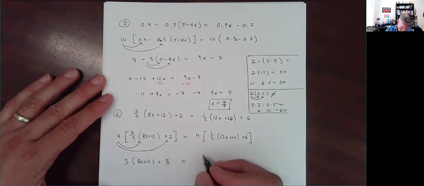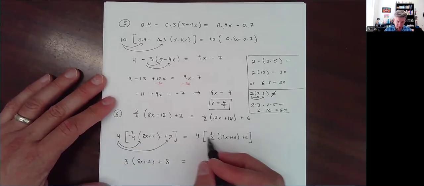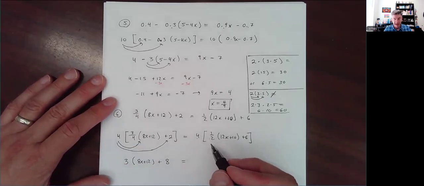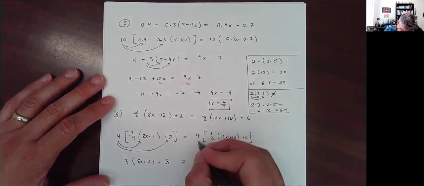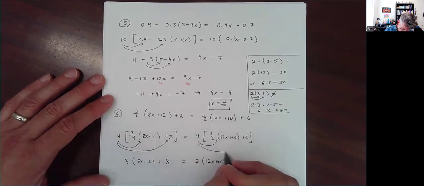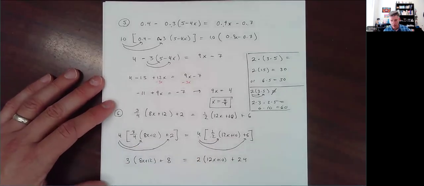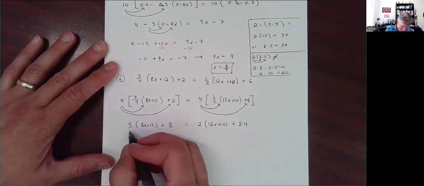On the right-hand side, I'm going to get 4 times 1/2 times 12x plus 10. But 4 times 1/2 is 1/2 of 4, which is 2. So when I distribute the first term here, I get 2 times 12x plus 10. Over here, 4 times 6 is 24.